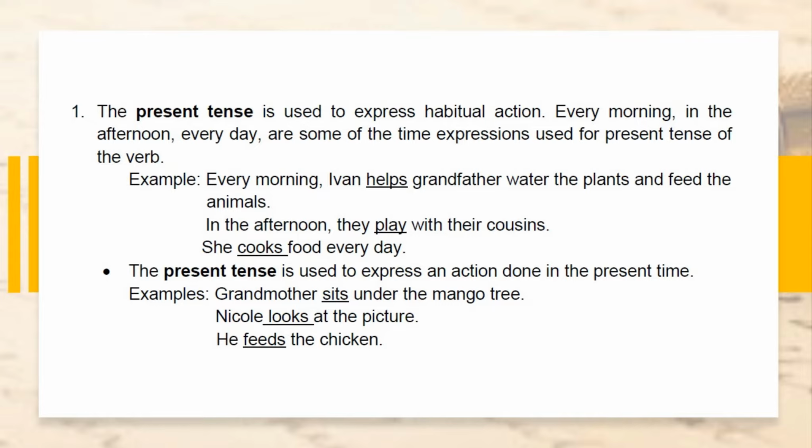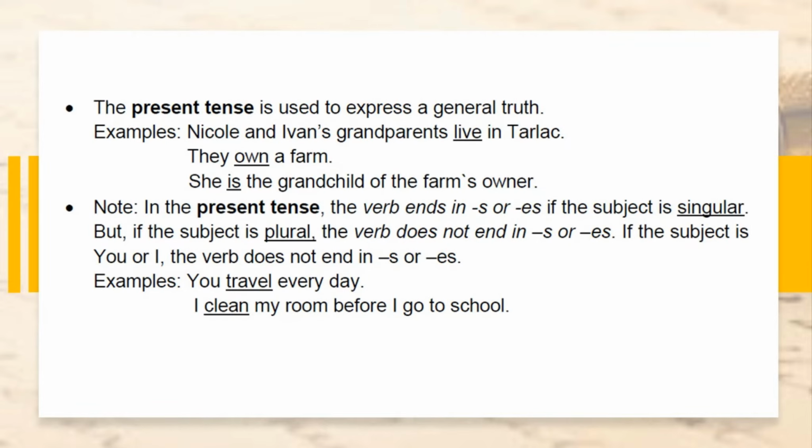The present tense is used to express an action done in the present time. Examples: Grandmother sits. Nicole looks at the picture. He feeds the chicken. The present tense is used to express a general truth. Examples: Nicole and Ivan's grandparents live in Tarlac. They own a farm. She is the grandchild of the farm's owner.